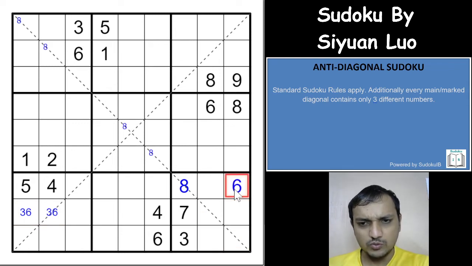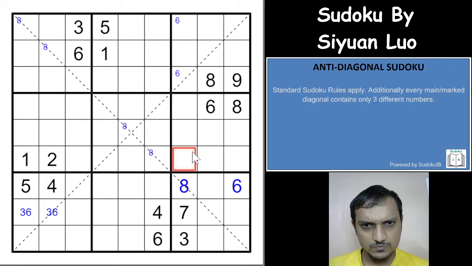In this box, 6 would have to be here. That gives you 6 in one of these 2 cells. Okay, 4 would have to be in one of these two cells.